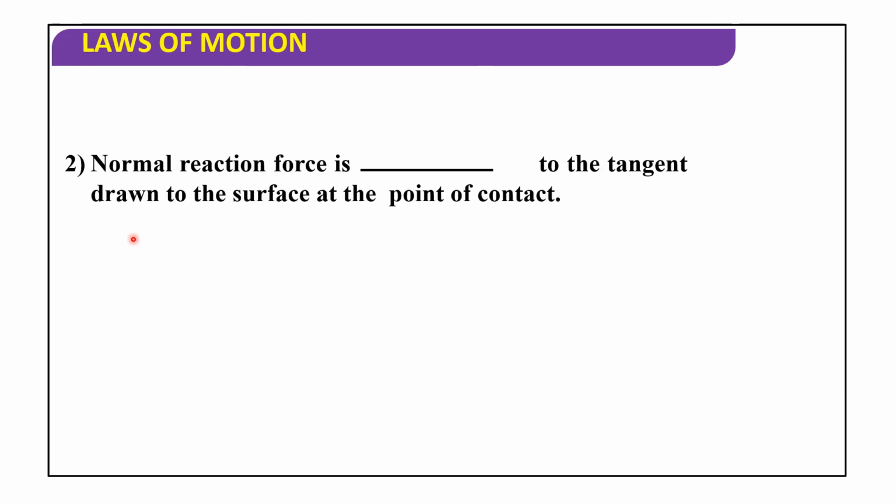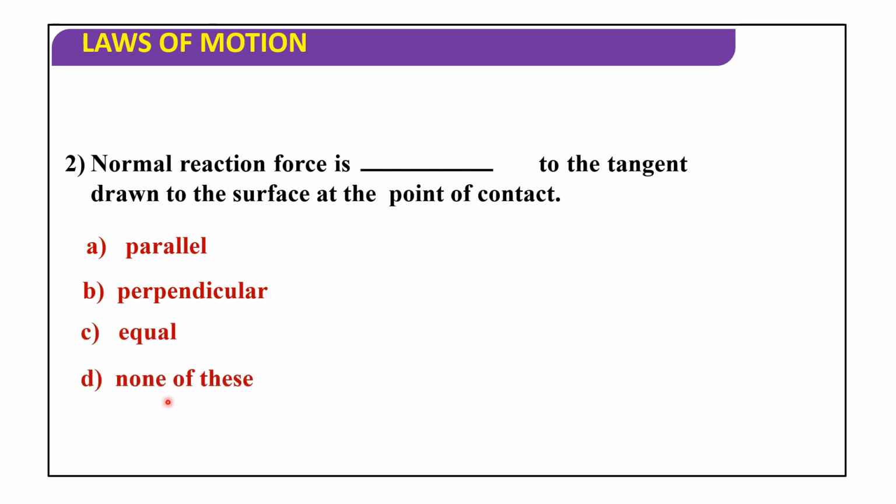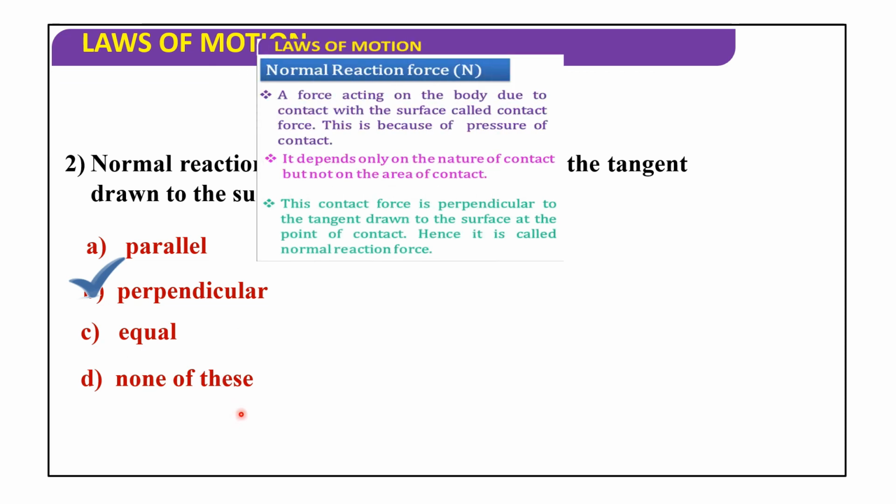Next, normal reaction force is dash to the tangent drawn to the surface at the point of contact: parallel, perpendicular, equal, none of these. See, normal force is perpendicular to the tangent drawn to the surface at the point of contact. This contact force is perpendicular to the tangent drawn to the surface at the point of contact. So, hence it is called a normal reaction force.